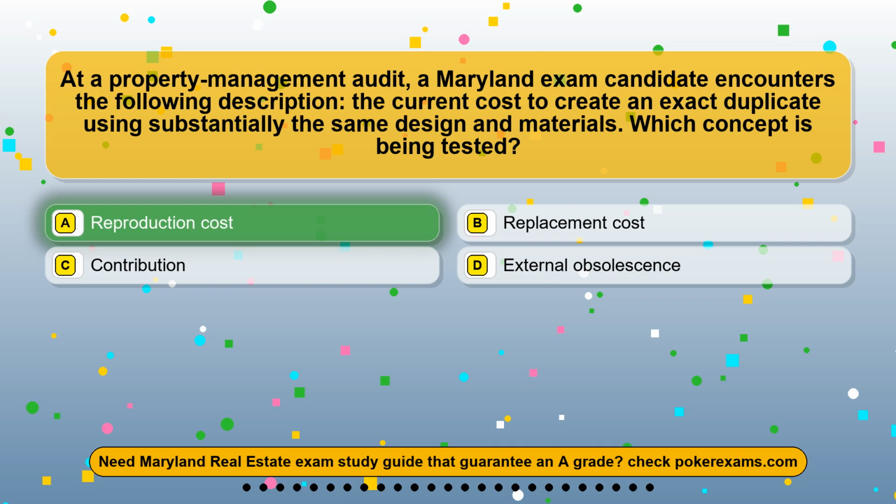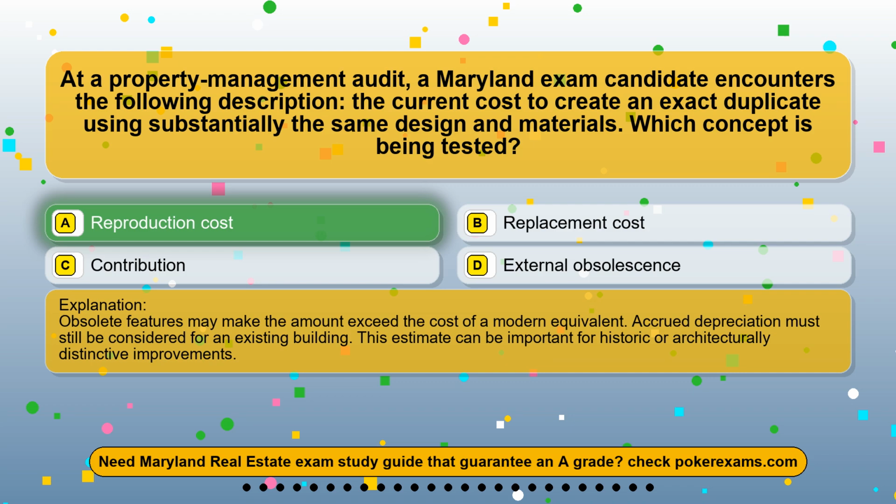The correct answer is option A. Reproduction cost. Obsolete features may make the amount exceed the cost of a modern equivalent. Accrued depreciation must still be considered for an existing building. This estimate can be important for historic or architecturally distinctive improvements.